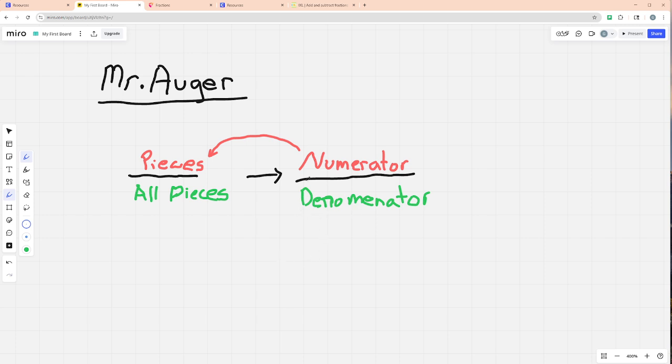This word deno kind of reminds me of the word all. I know they don't really connect very well. My background is in another kind of language, like Greek, and Deno has some level of all to it. Not exactly, it doesn't represent it very closely. It just, to me, it does. So Deno, all the pieces. The top number, just the pieces.